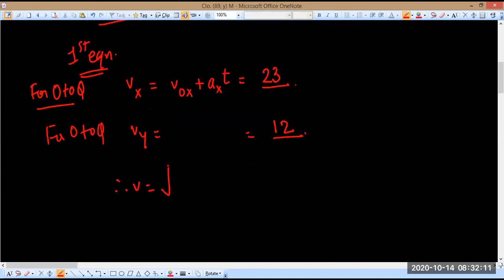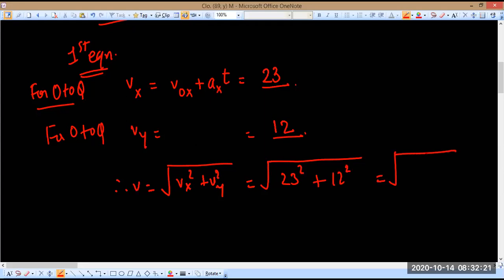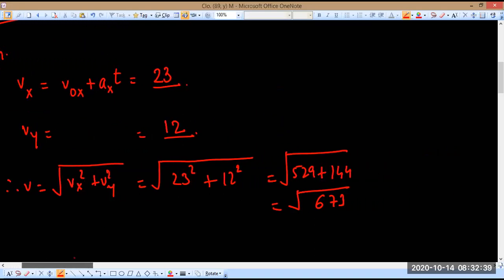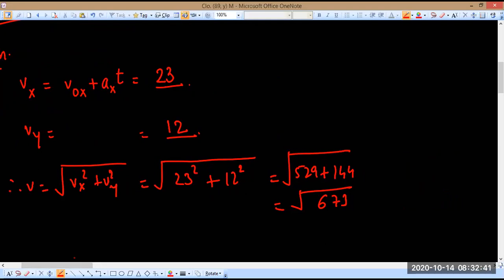Therefore, v is equal to under root vx square plus vy square, which is equal to under root 23 square plus 12 square. 23 square is 529, 12 square is 144. So this is going to be 673. Okay, I don't think this is a perfect square. We'll have to take the square root. It's very close to 676, isn't it?